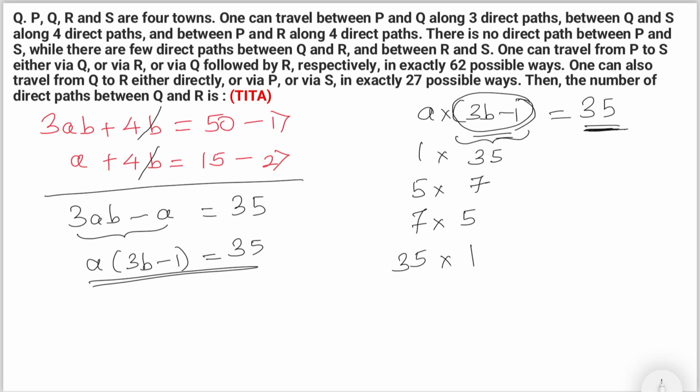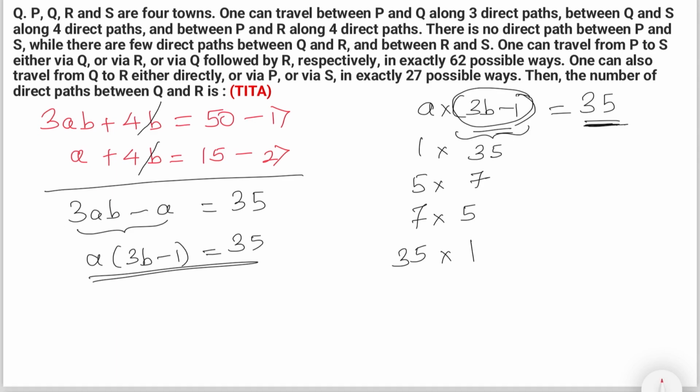Now let's start by eliminating the possibilities. Let's take the last case. In the last case, we get A as 35 and 3B minus 1 is 1. If 3B minus 1 was 1, then 3B would be equal to 2, or B would be equal to 2 by 3. The number of ways to travel can never be a fraction. So this particular case is ruled out.